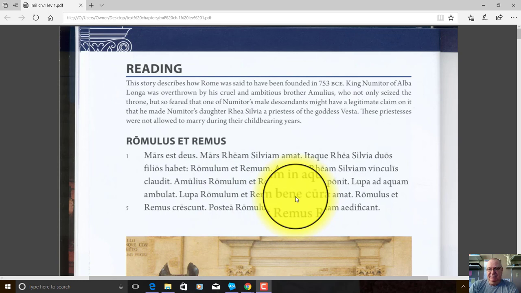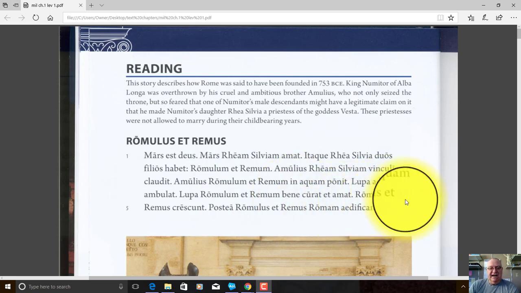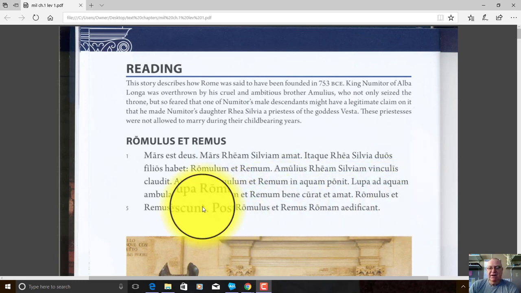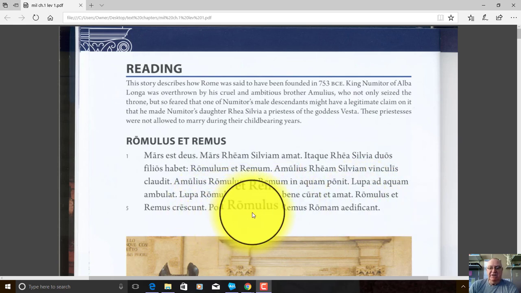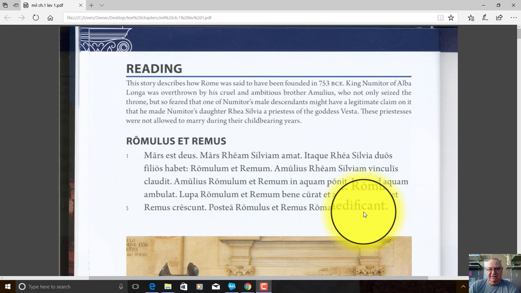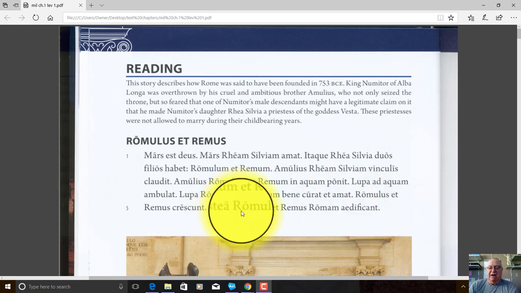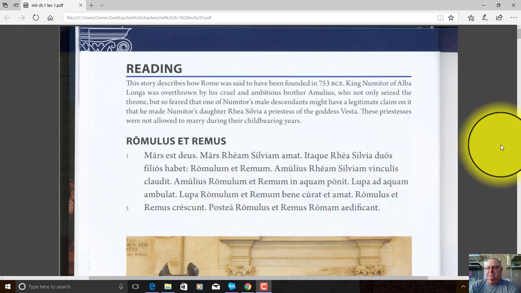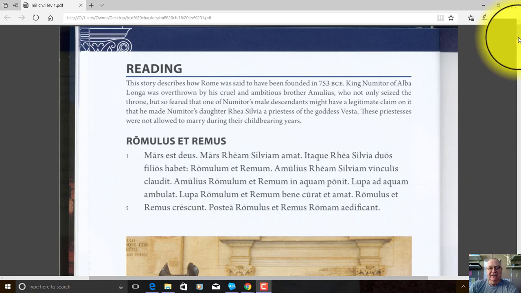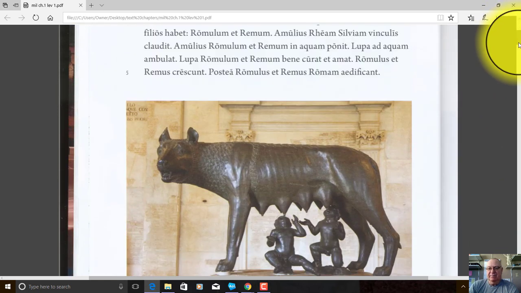Bene is an adverb here. Romulus et Remus crescunt. Romulus and Remus grow up. Postea Romulus et Remus Romam aedificant. Afterwards, Romulus and Remus build Rome. Okay, so there's your first translation there.